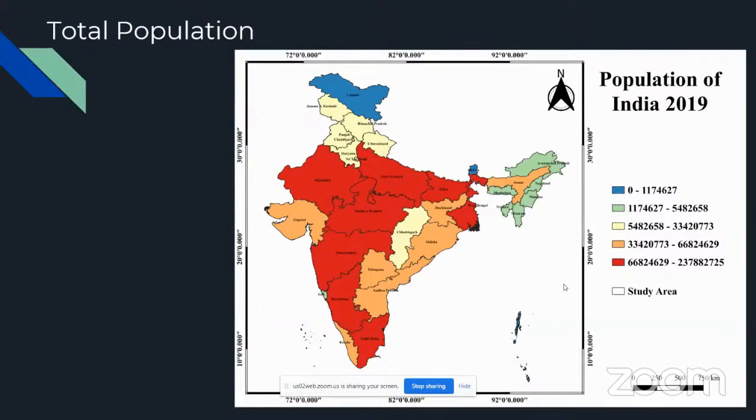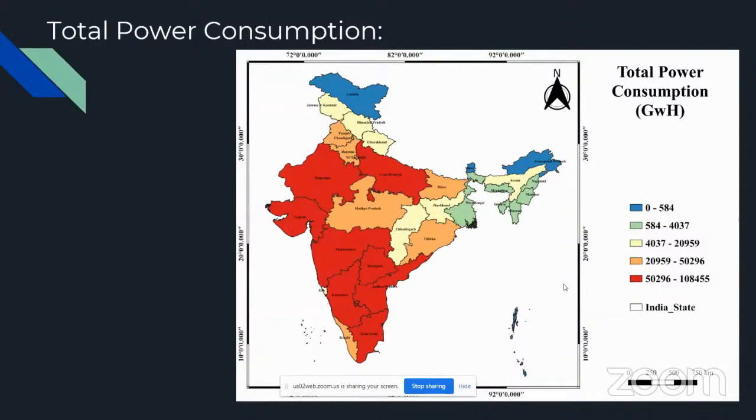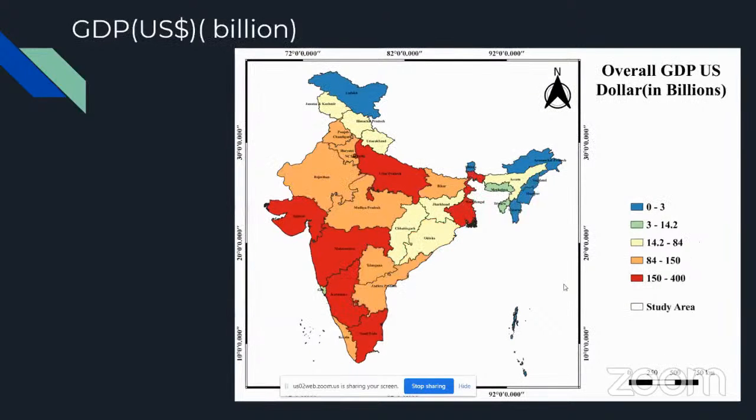In the graph study, we can see the population of India in 2019. For the purpose of the study, data is divided into five classes. The red color shows the maximum range of the population, and blue color is for low population. And in the second graph, the total power consumption, we can see where the land mass area is high, the power consumption is also high there. So this is the data representation of power consumption.